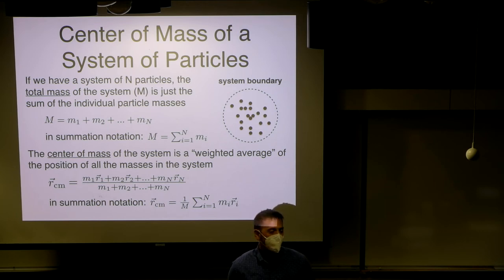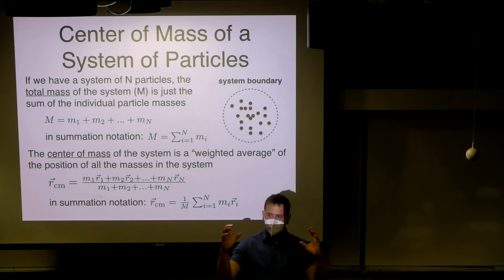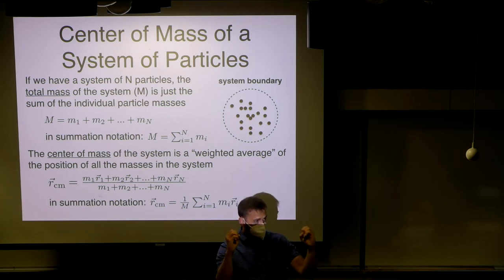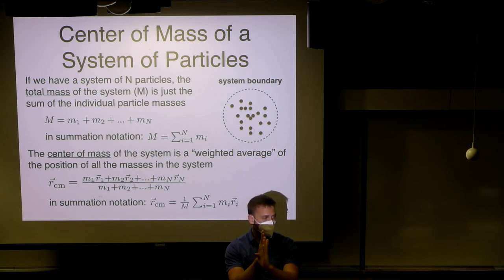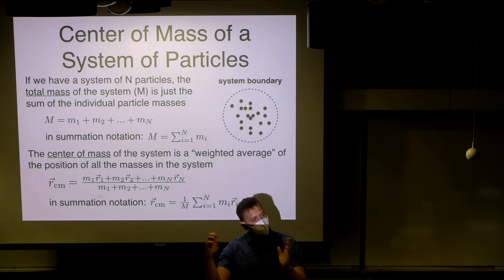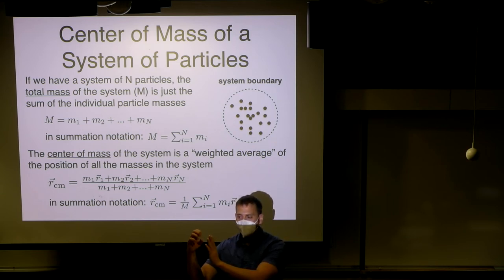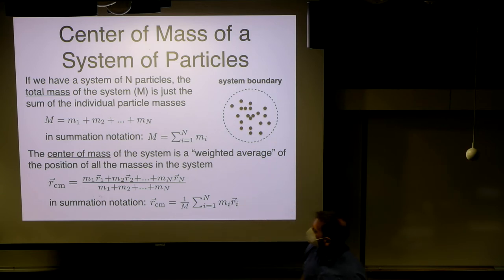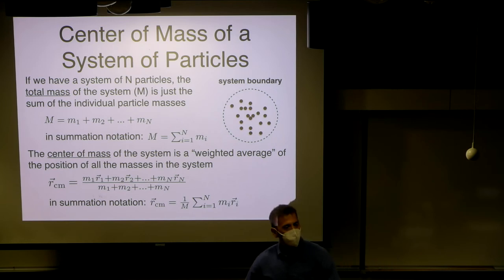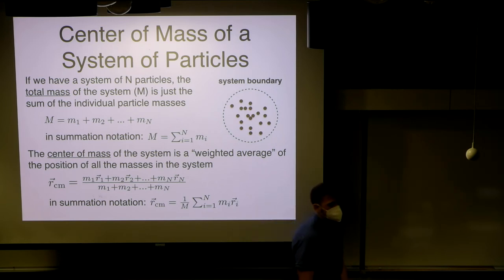We're doing something called a weighted average. What that means is that more massive particles count more, okay? So in other words, if I have two particles, A and B, if they have the same exact mass, the center of mass is right in the middle of the two particles, right? But if one has more mass, then the center of mass is closer to the one that's bigger, okay? So it's an average, but we're counting more the particles that have more mass, so they count for more when we do the average.